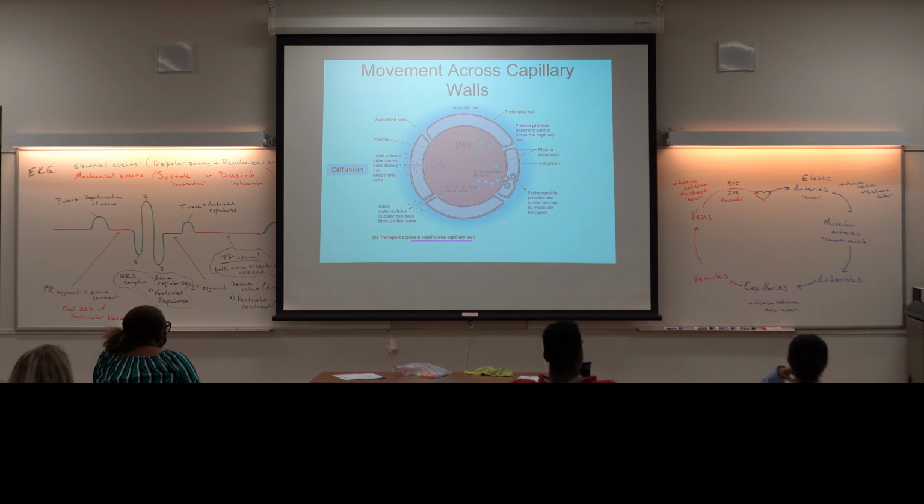Here we're just labeling types of capillaries. So here you can see the cell itself is intact. The only space is going to be in between the gaps between those cells. So continuous capillaries.